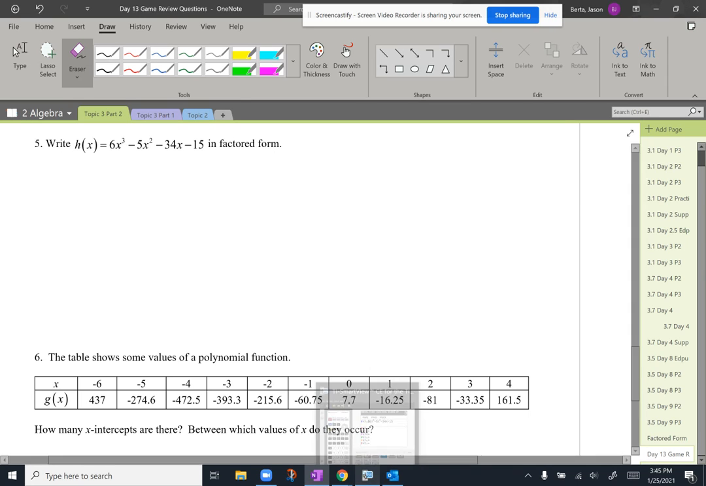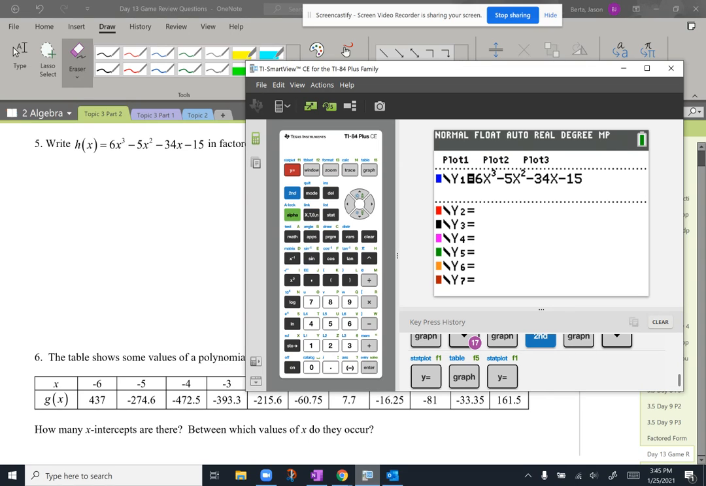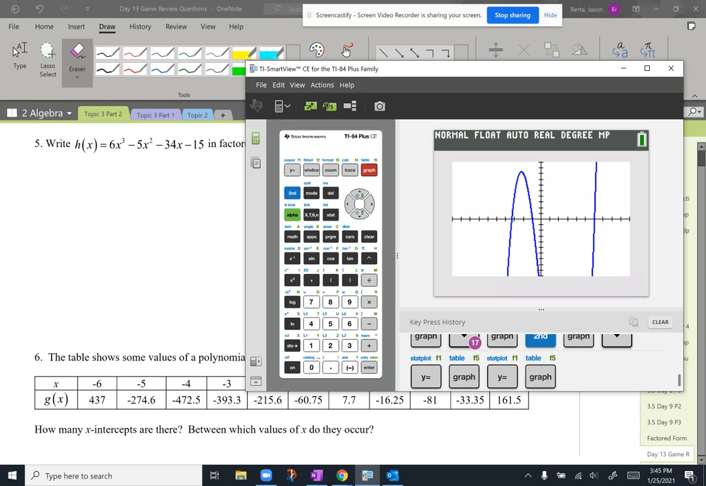out front. So here I'm going to open up my calculator. I've typed in the function into my y1 and I'm going to graph it. And this is what it looks like. So it looks like it has 3 x-intercepts and 1 y-intercept down here.